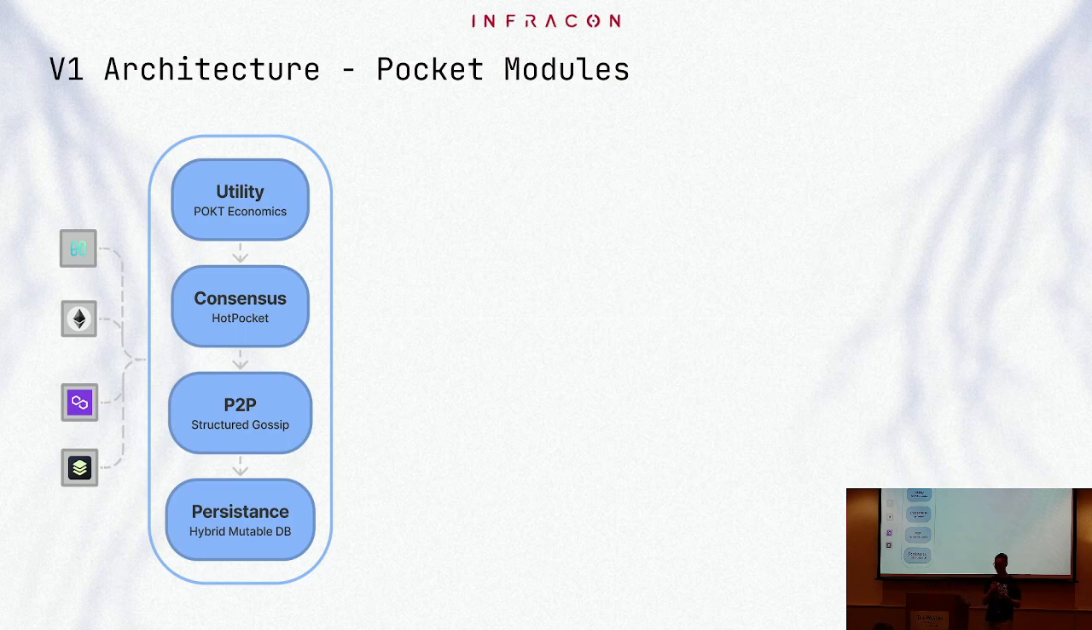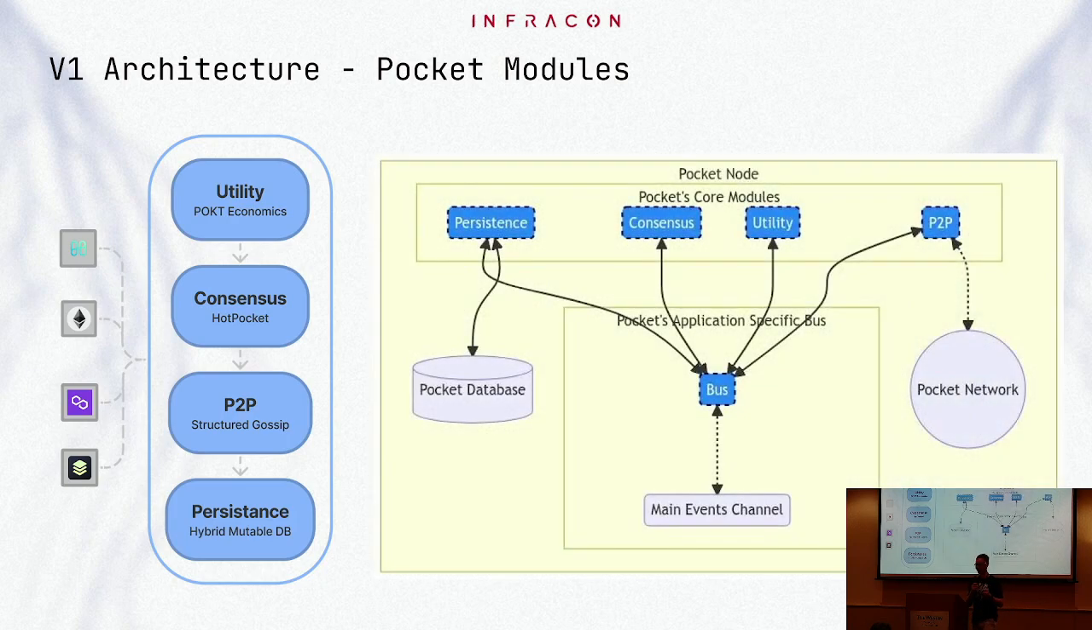But then what does it look like when we jump into the implementation and the system diagram? And this is the beauty. It looks very, very similar when we actually start implementing it. We got the persistence module talking to the database. We got the P2P module talking to the external world. And then we got the consensus module and the utility module performing the actual functionality of the Pocket Network node.